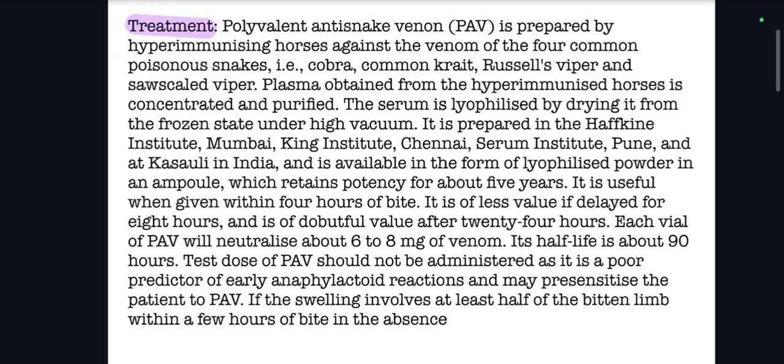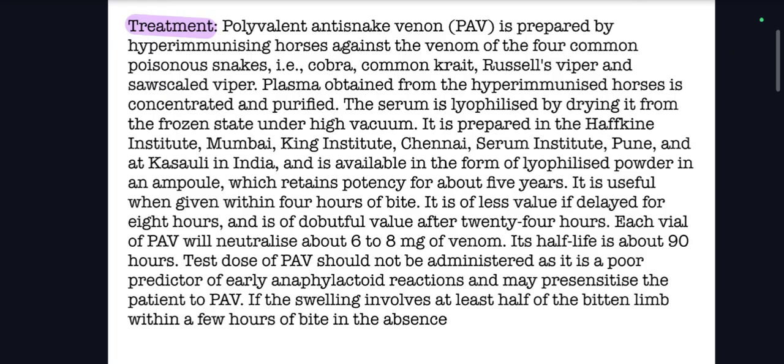So plasma is obtained from the hyperimmunized horses and it is concentrated and purified. So you are going to take out the plasma from the horses. The serum is lyophilized by drying it from the frozen state under high vacuum. It is prepared in the Haffkine Institute, Mumbai, King Institute, Chennai, Serum Institute, Pune, and at Kasauli in India. And it is available in the form of lyophilized powder in an ampule, which retains potency for about 5 years.